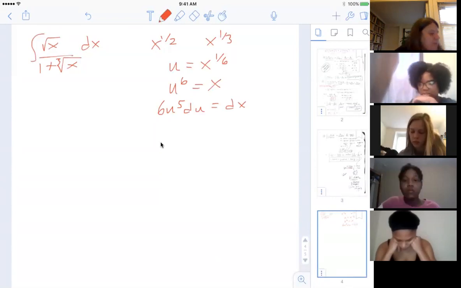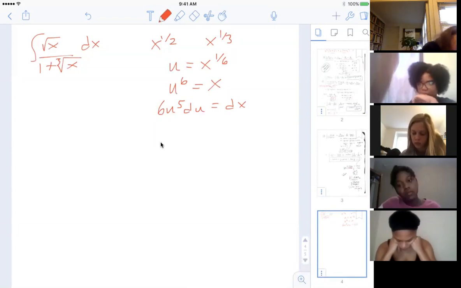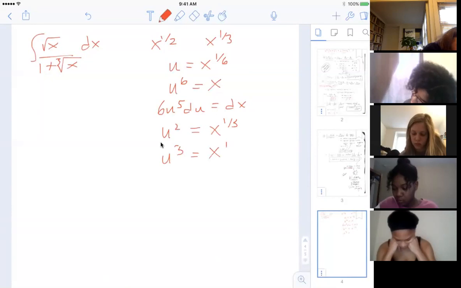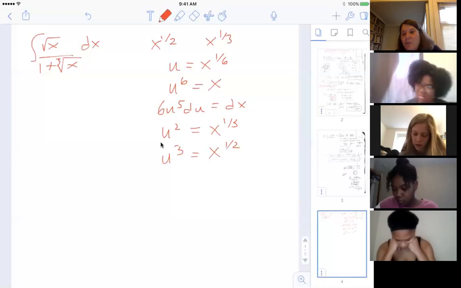Okay. So the next thing I'm going to do is this. If I had u squared, just to finish up the substitution, if I squared this and raised it to a power, that would be x to the 1/3. If I had u cubed, again, this is based on my original u, u cubed would be x to the 1/2. So I've got pretty much every single thing I need to do this problem.